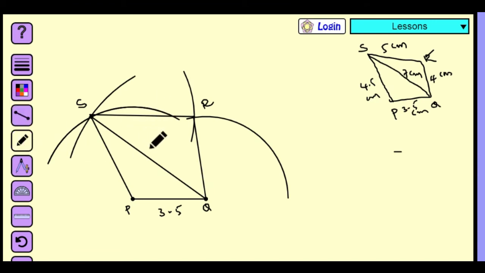Now P to S is 7 centimeters, S to P 4.5 centimeters, Q to R 4 centimeters, and S to R 5 centimeters. This is the required diagram.